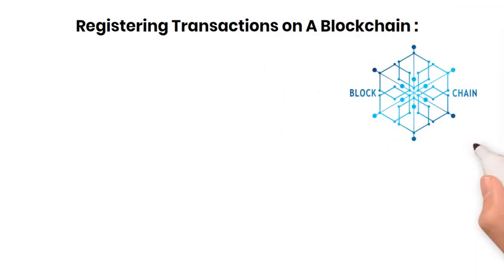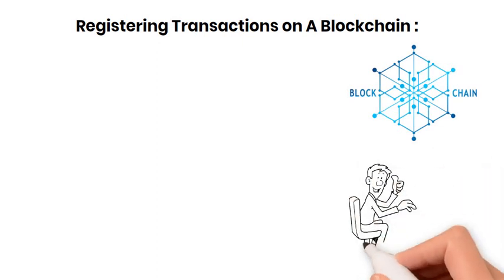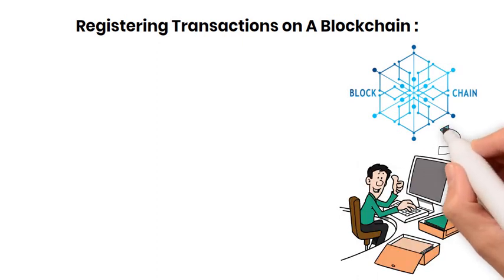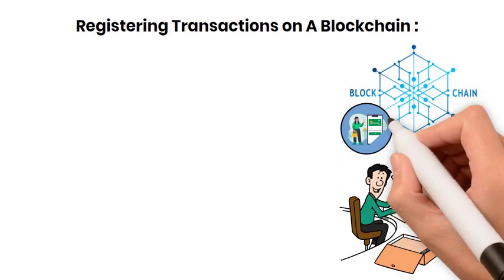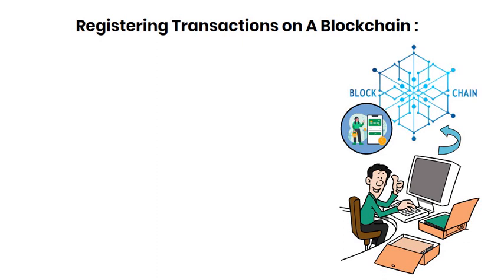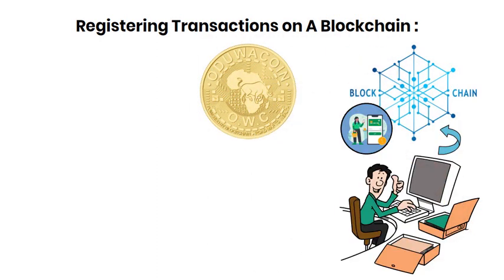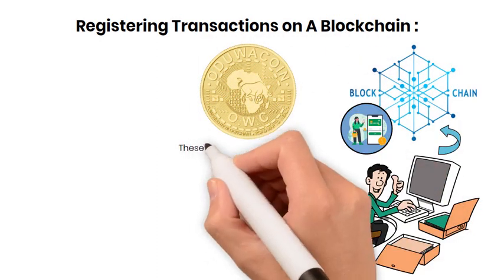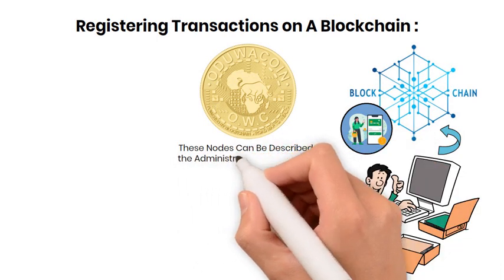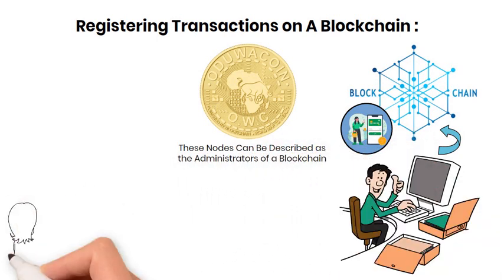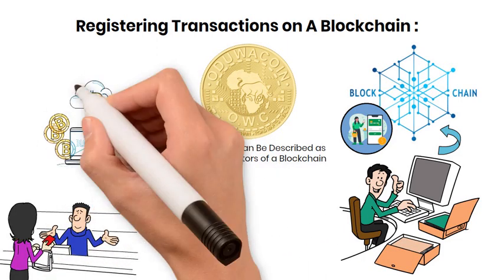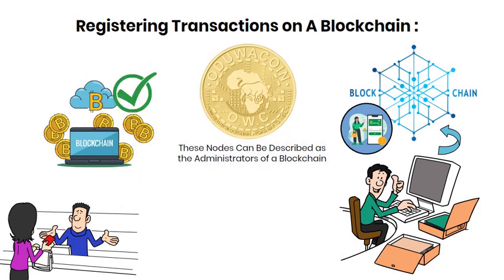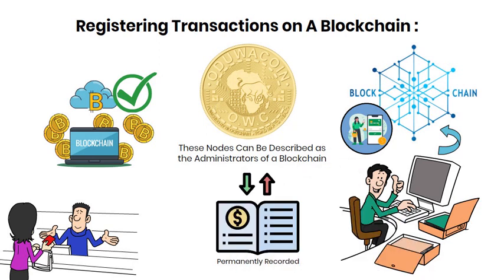When a transaction is registered on a blockchain network, its data is transferred to a block, which has capacities ranging from 1 megabyte. After a set of transactions are placed inside a block, they are copied over to all the nodes, aka computers, participating on the Oduwa network. These nodes can be described as the administrators of the blockchain because they determine whether or not transactions being broadcasted on the network are legitimate. If and when a block of transactions is validated, it's permanently recorded on an immutable distributed ledger called the blockchain.